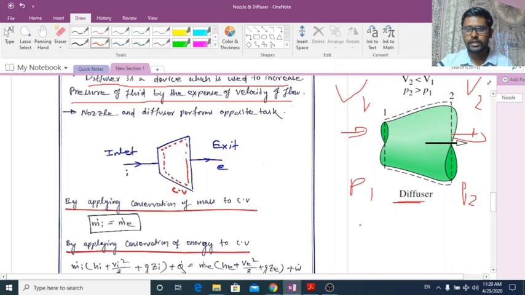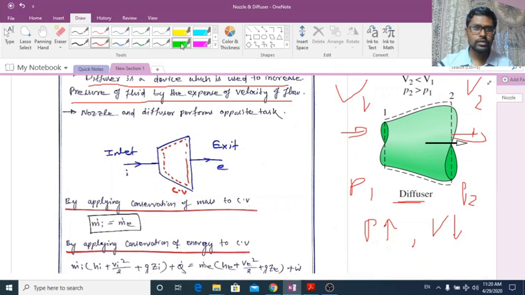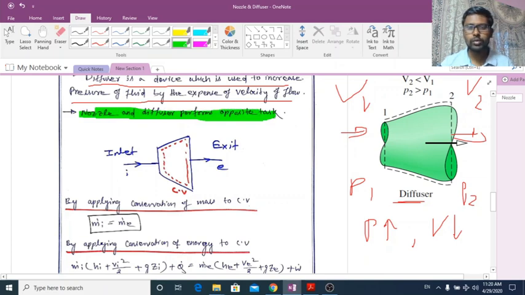So what happens in the case of a diffuser? Pressure will increase and velocity will decrease. It is the opposite case of a nozzle. Nozzle and diffuser perform opposite tasks. In a nozzle, velocity increases in the direction of flow. In a diffuser, pressure increases in the direction of flow.